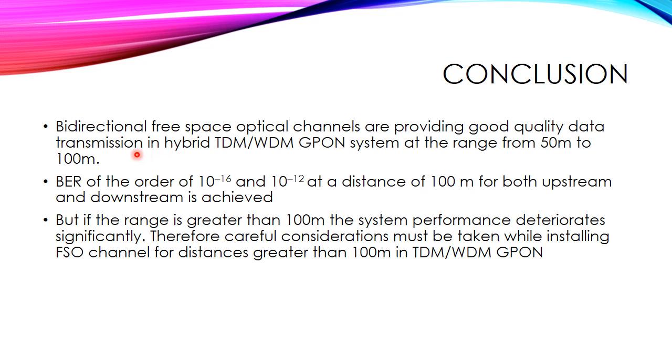So the conclusion is the bidirectional free space optical communication channels are providing good quality data transmission in hybrid GPON system at the range of 50 to 100 meters. The bit error rate of the order of 10 to the power minus 16 and minus 12 at a distance of 100 meters for both upstream and downstream communication is achieved. But if the range is greater than 100 meters, the system performance deteriorates significantly. Therefore, careful considerations must be taken while installing free space optical channels for distances greater than 100 meters in TDM WDM GPON.